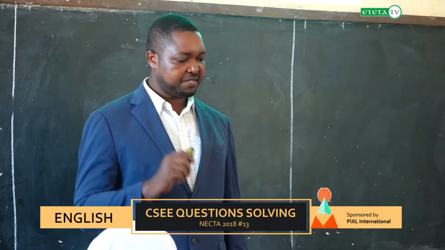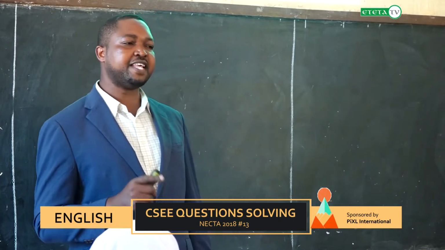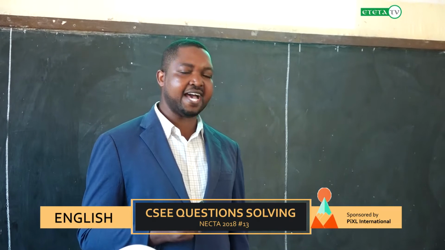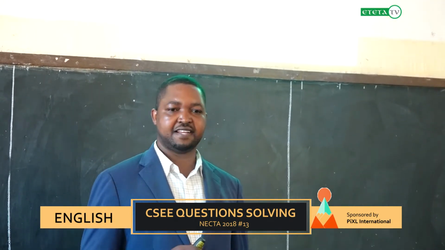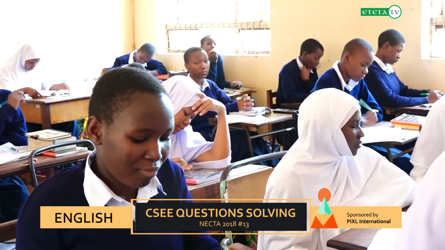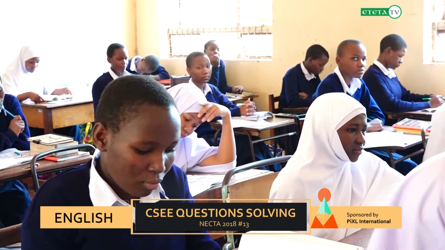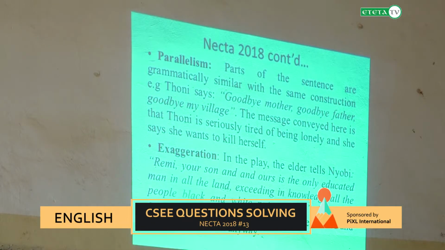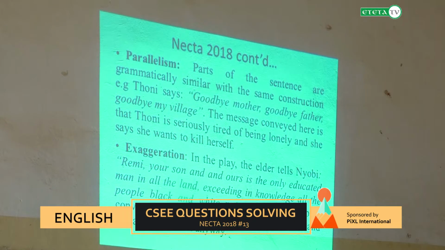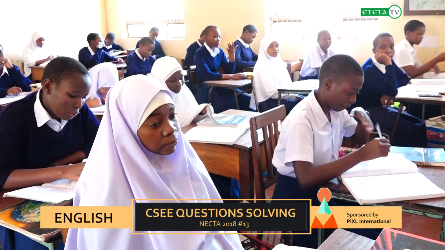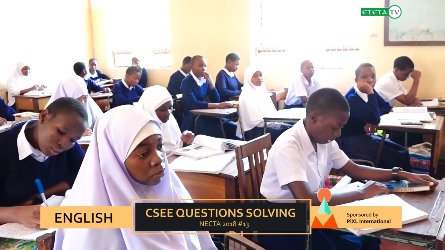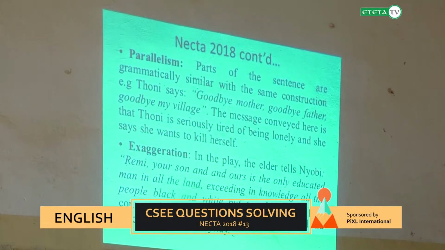That is parallelism. So the message conveyed by the use of parallelism is that Thorn is seriously tired of being lonely, and therefore she wants to kill herself. So when she says goodbye my village, goodbye my father, goodbye my mother, it means she's going to do something bad. And actually, she committed suicide. I think you remember. Yes. She went to commit suicide, but before that, she had to say farewell to the village, that I'm going to leave.